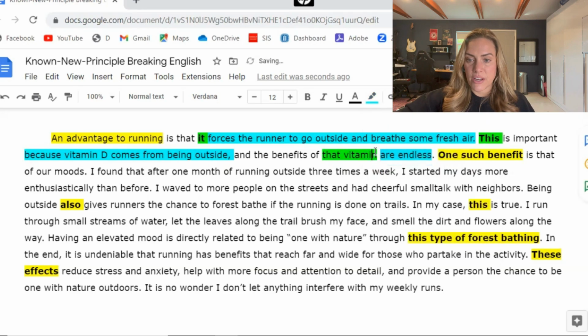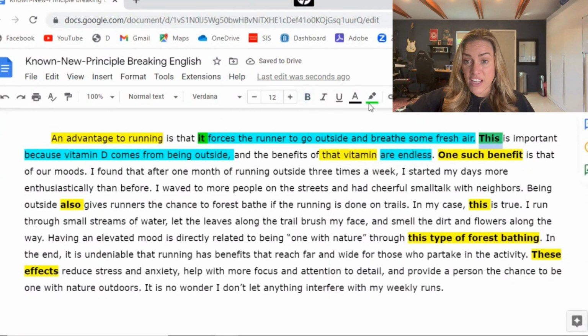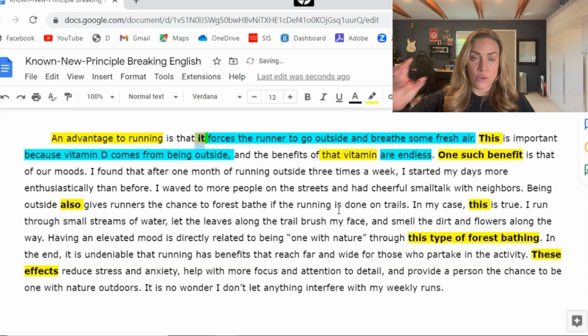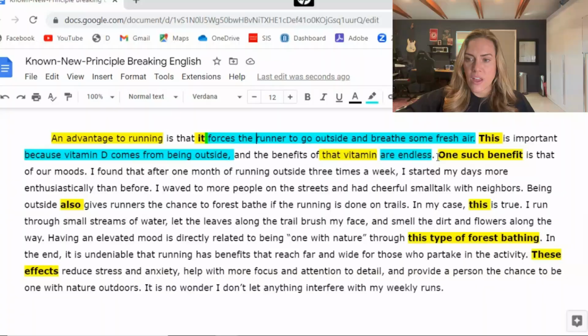So actually I'm going to make this yellow because it's known. It's already known. The vitamin, you already mentioned it earlier, right? And the word this is actually showing known information. And the word it is showing known information. So I'm making them yellow because that's known information. But yeah, they are those tools that I introduced. They're bolded here. So the benefits of that vitamin are endless.